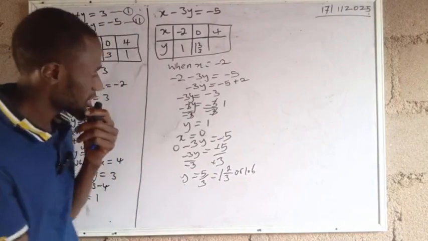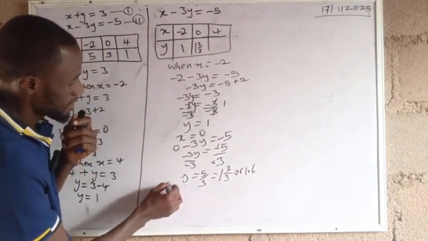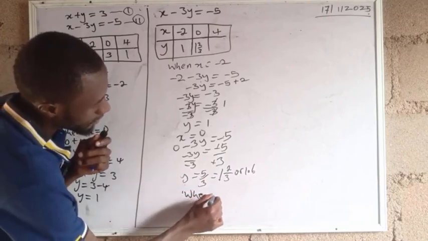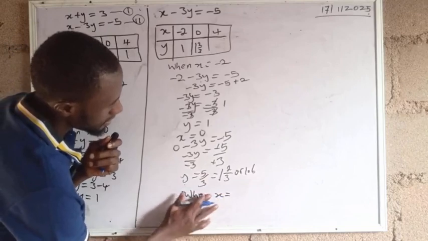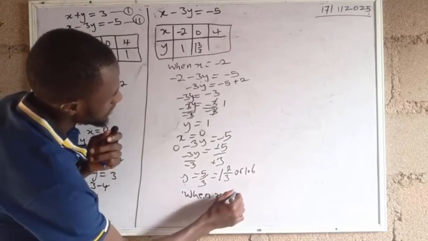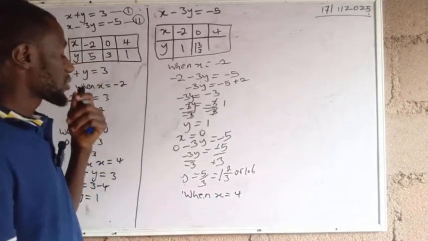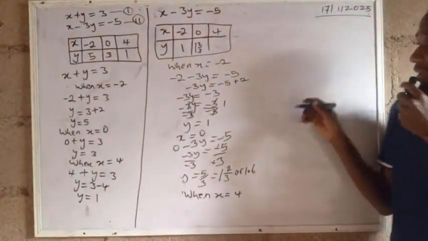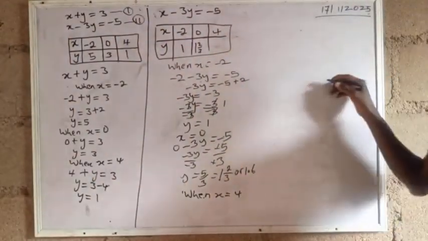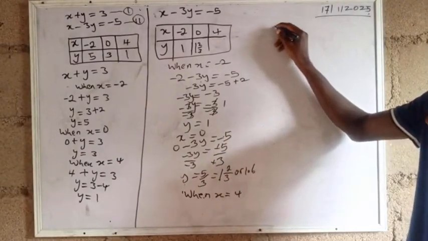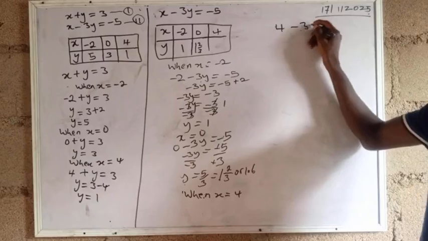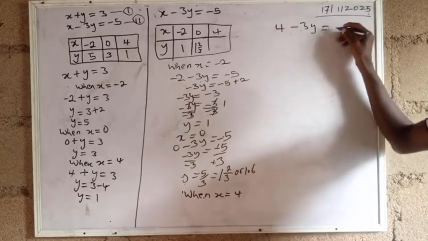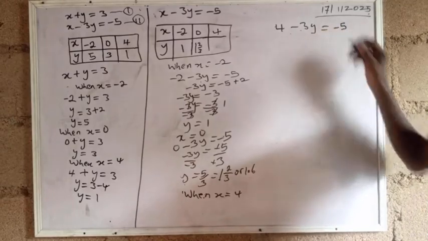Then the next thing to say here: when x is equal to 4, we're going to substitute the value in the original equation. We're going to have 4 minus 3y is equal to -5.